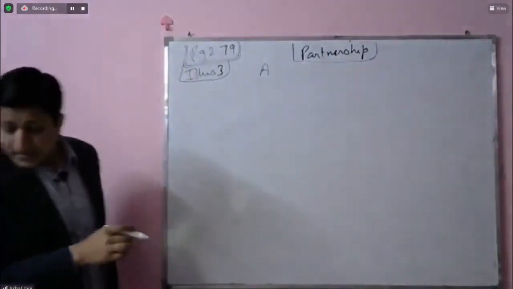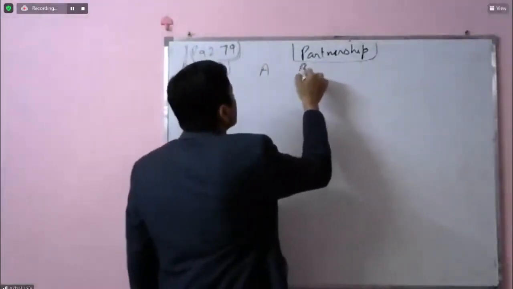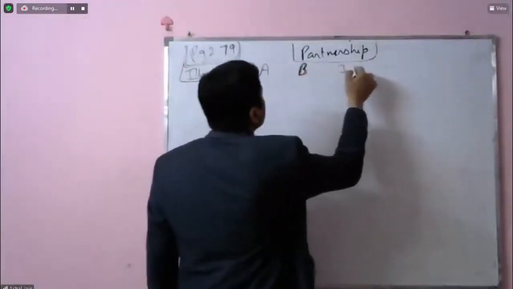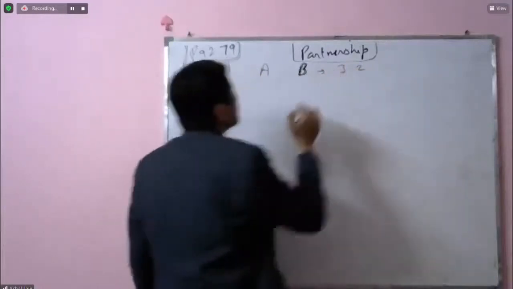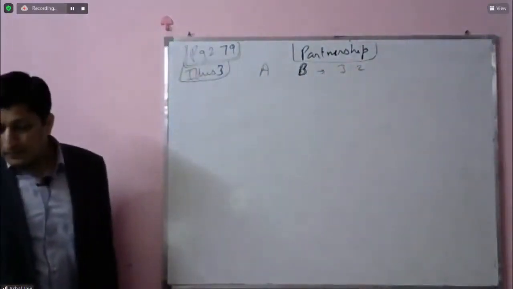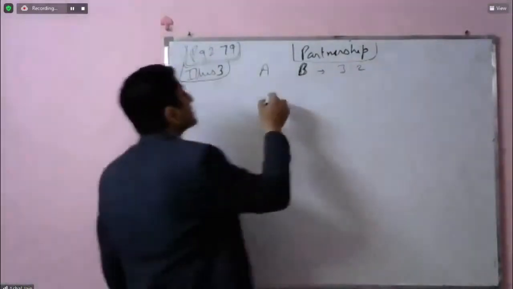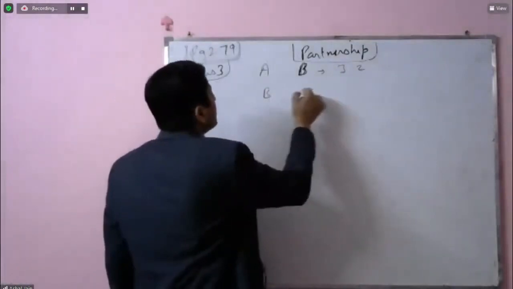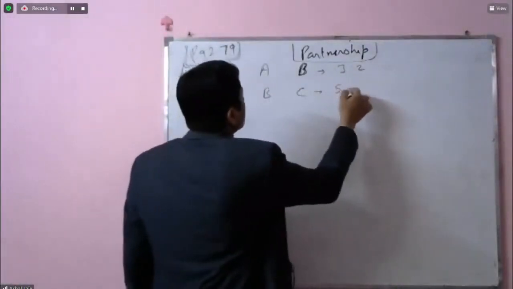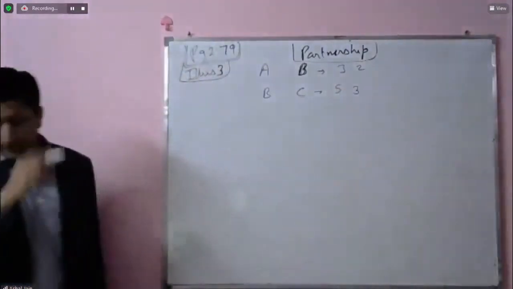Firm X and company has got partners A and B. The ratio is 3:2. Another firm Y and company consists of partners B and C sharing profits in 5:3.